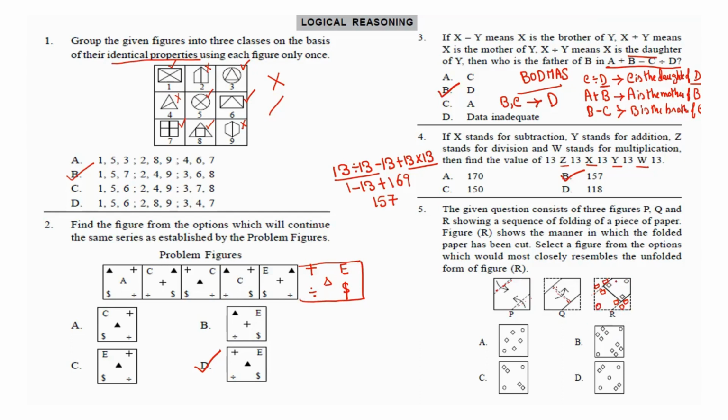So which figure is similar to this? Option number B is similar to this, right? So like this, we have to understand how the folding has been done and how the pattern of the figure should come up, right?